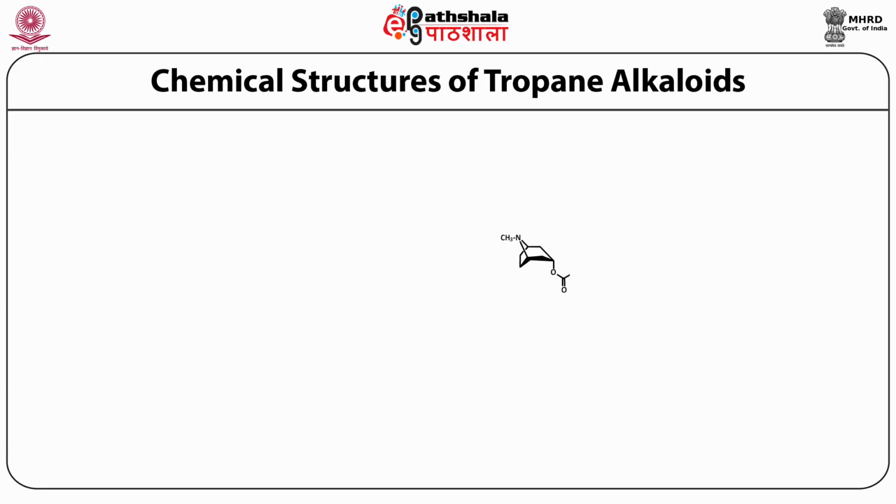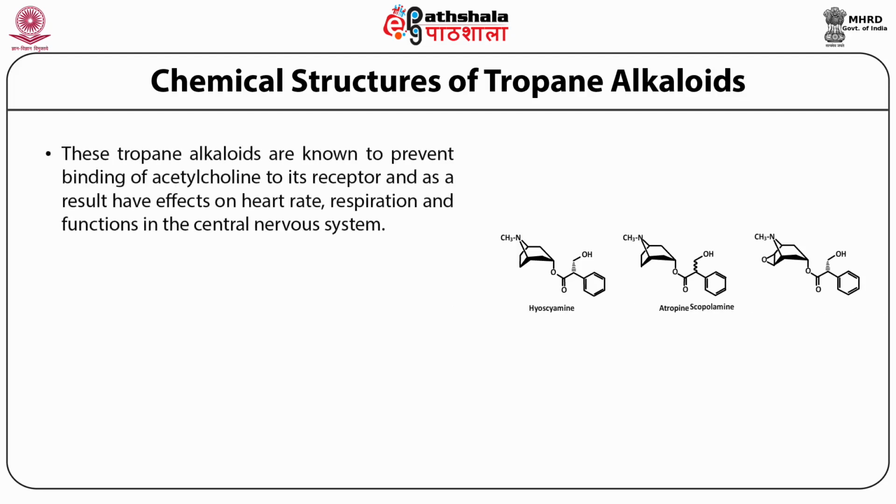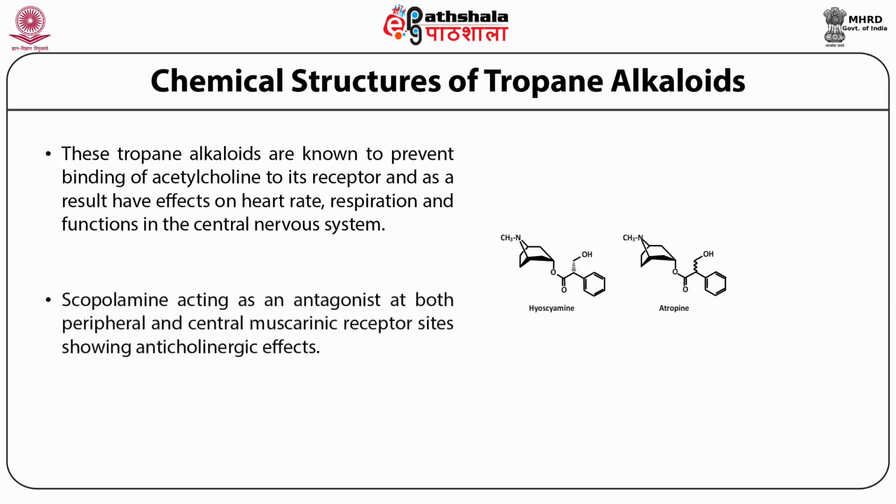The chemical structures of major tropane alkaloids: hyoscyamine, atropine, and scopolamine. These tropane alkaloids are known to prevent binding of acetylcholine to its receptor and as a result have effects on heart rate, respiration, and functions in the central nervous system. Among these, scopolamine acts as an antagonist at both peripheral as well as central muscarinic receptors. Thereby, it shows varied effects.